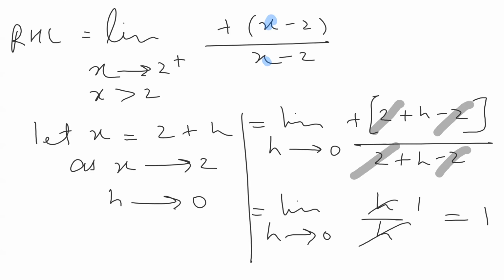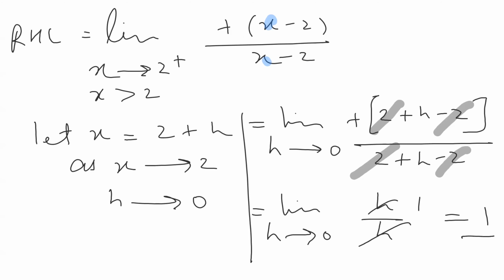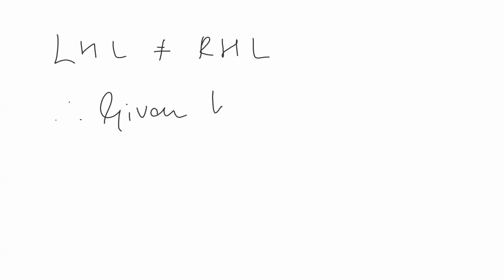Now look at this. The left hand side limit is -1 and right hand side limit is 1. So this is not equal. So we can comment LHL is not equal to RHL. Left hand side limit is not equal to right hand side limit. Therefore given limit does not exist. Okay.